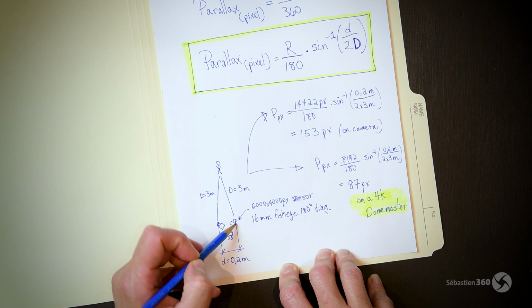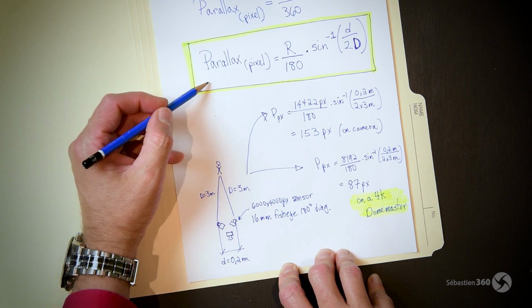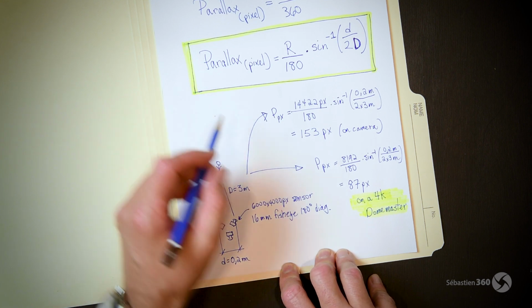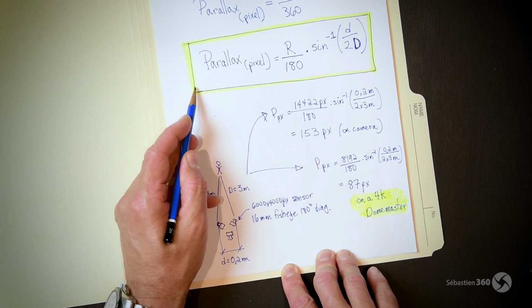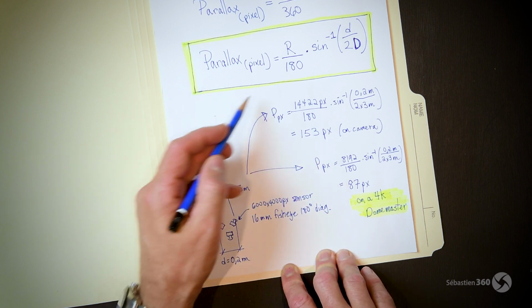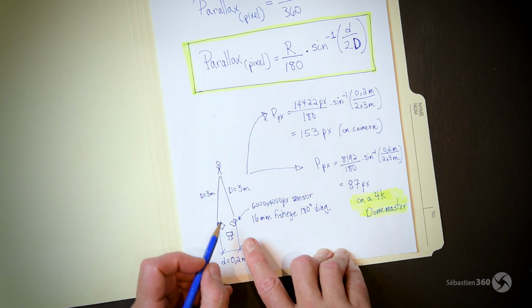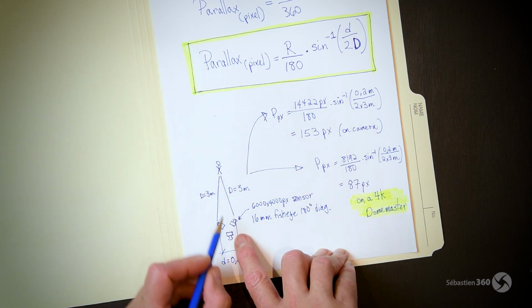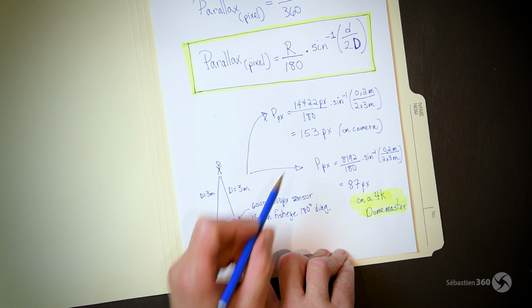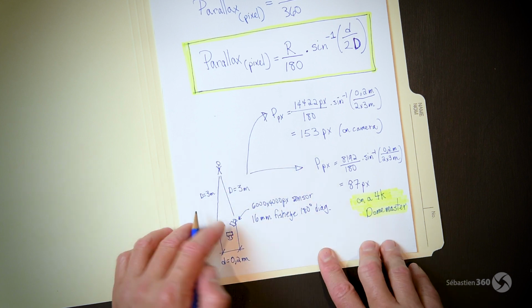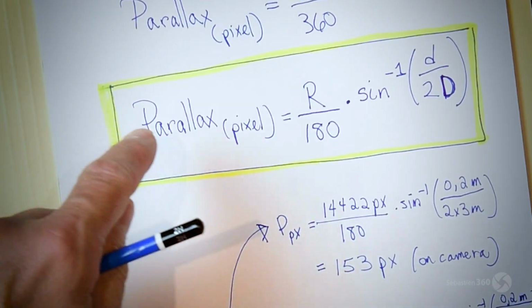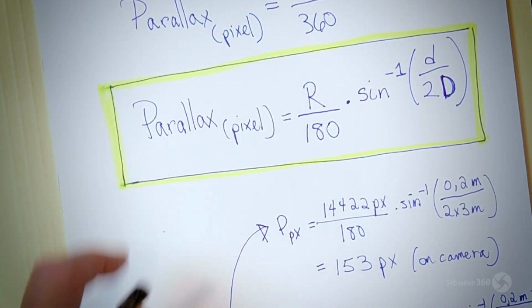From this camera now, your subject might still be in front of the blue mountain, but it will be 153 pixels to the left of the mountain. So in relationship to the distant background, this subject will be shifted 153 pixels on each of these images. So this is what this equation is about.